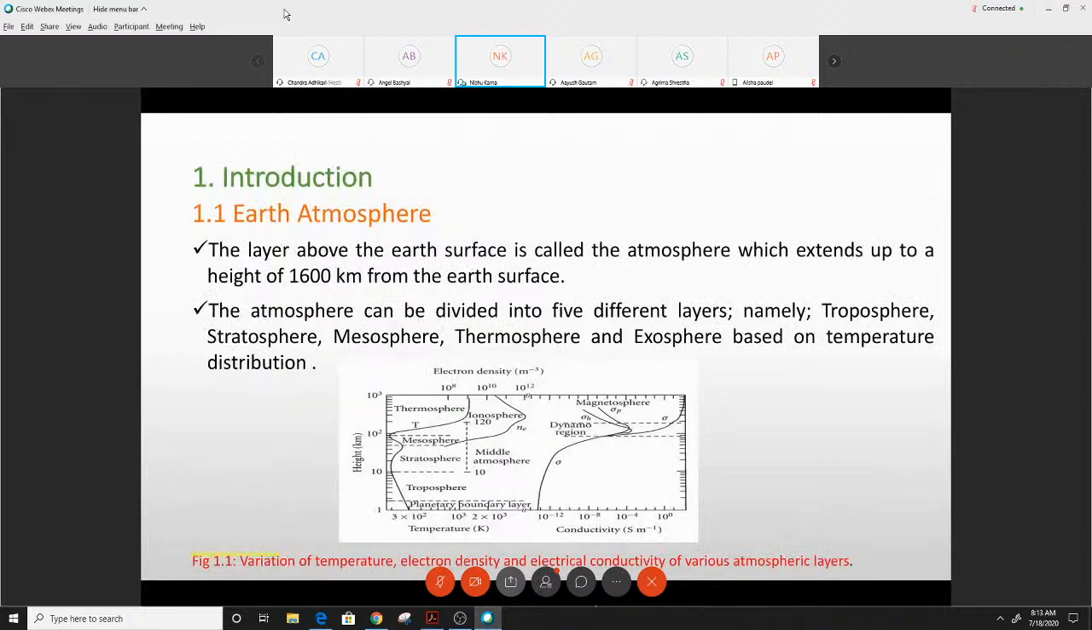Let's begin with the Earth's atmosphere. The Earth's atmosphere is the layer 1600 km above the Earth's surface. In figure 1.1, we see the different layers of the atmosphere as troposphere, stratosphere, mesosphere, thermosphere, and exosphere, based on the temperature distribution, with variation of temperature, electron density, height, and conductivity. The region extending from the mesosphere to the thermosphere is called the ionosphere.